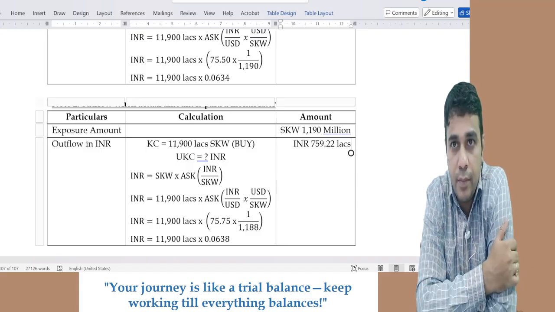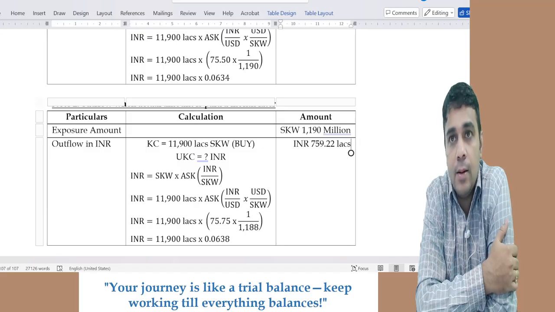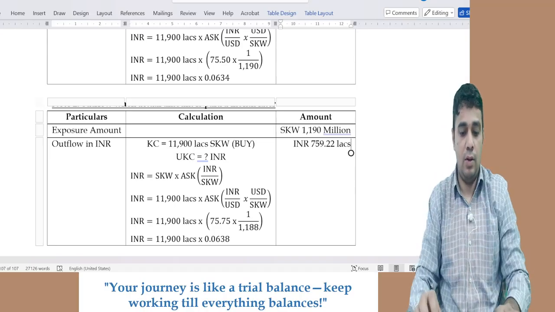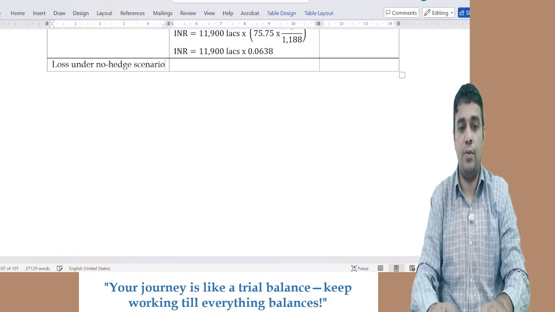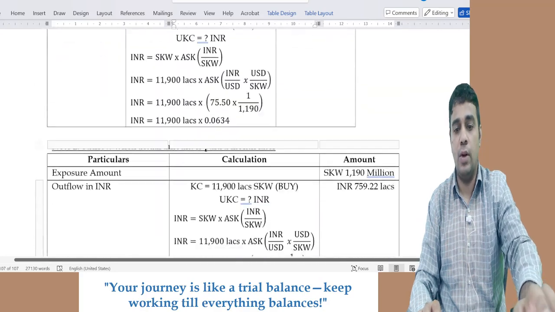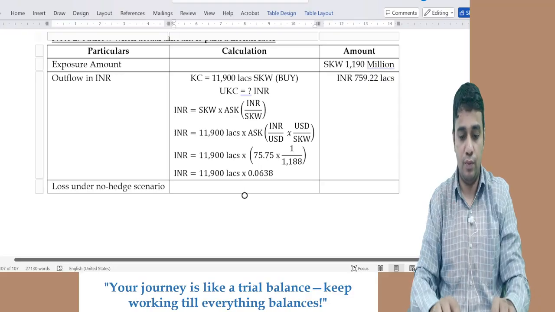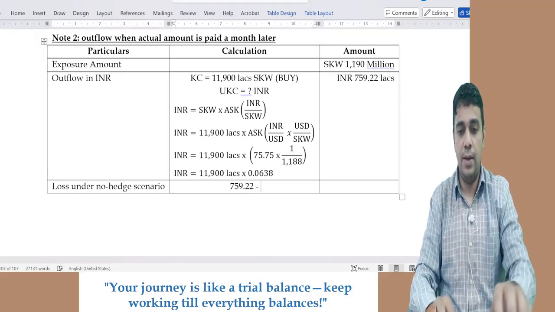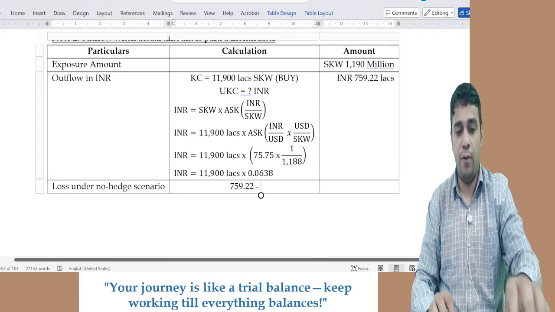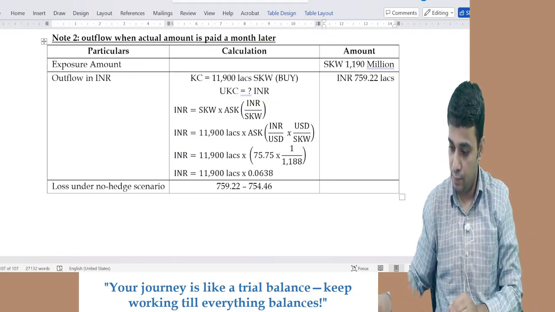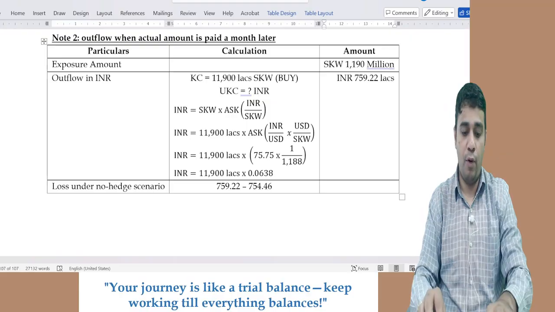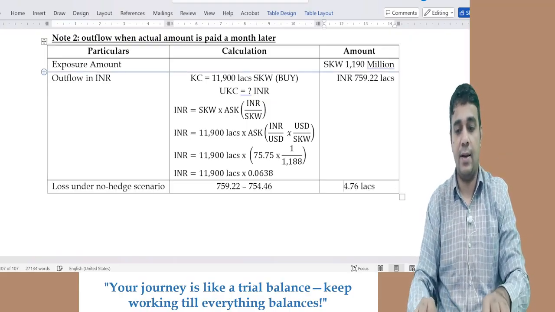Clear? Any doubts on this? Can we proceed? Loss under no hedge scenario. Comparison, why loss? Because we are paying more. 759.22 minus 754.46, 4.76 lakh.